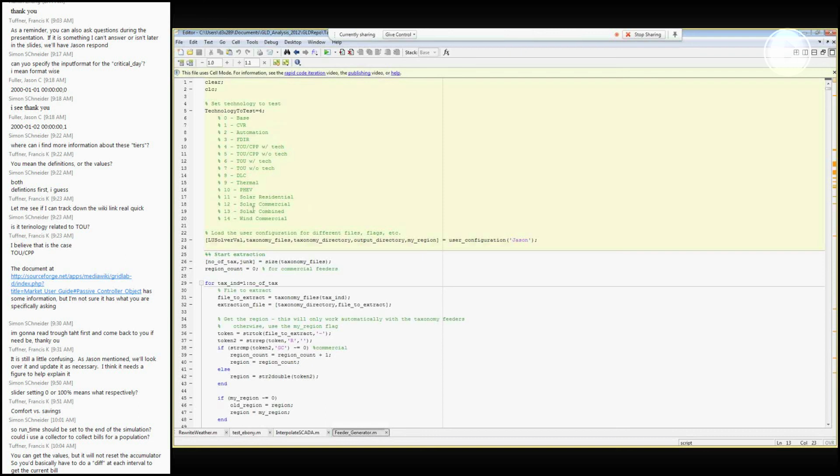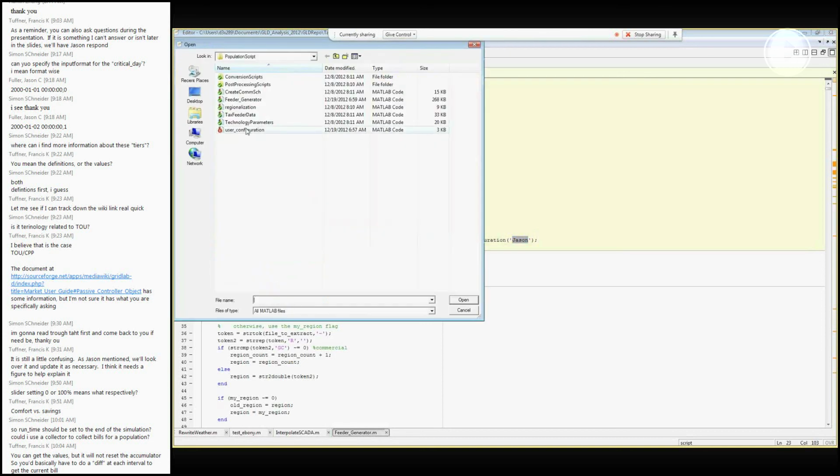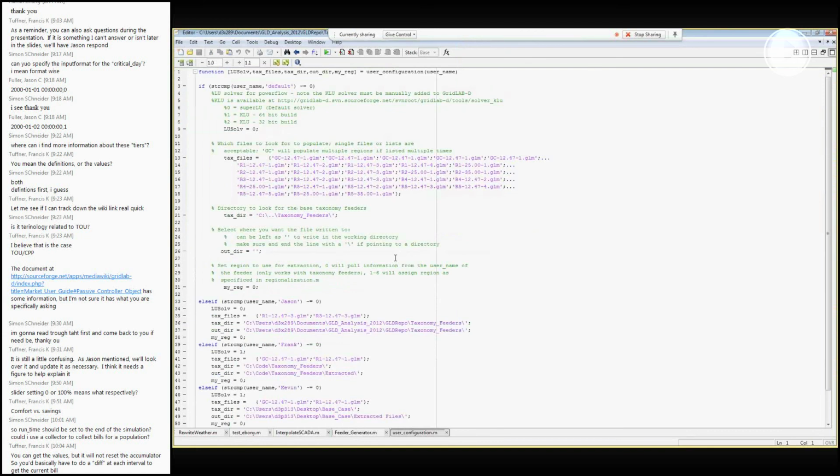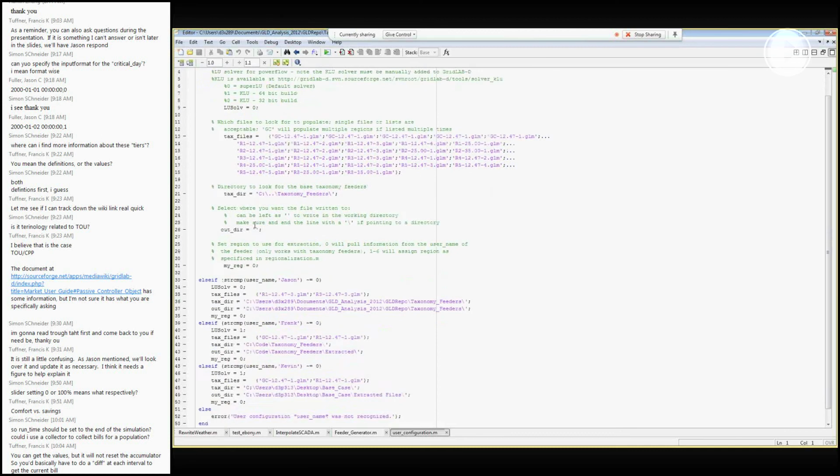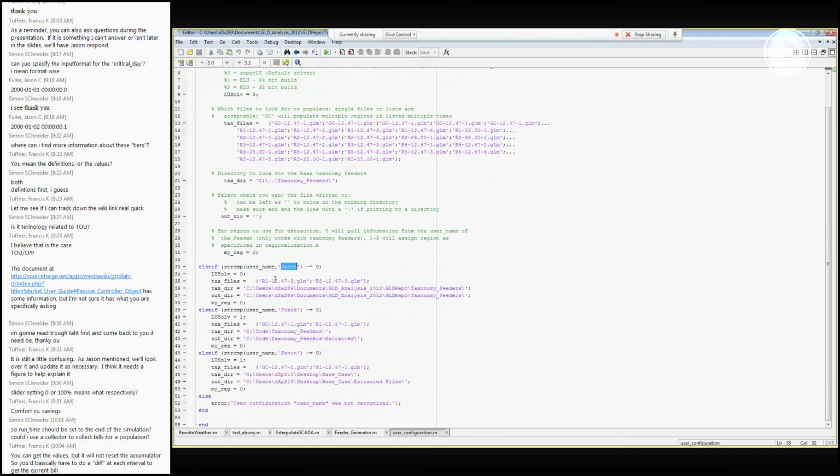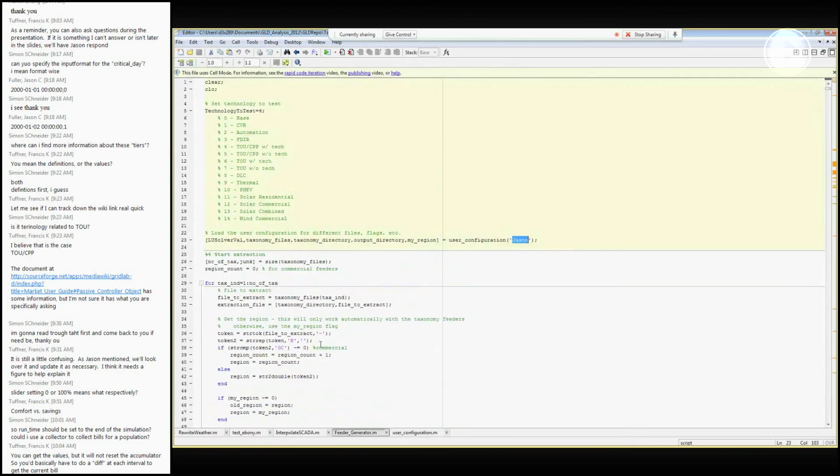But for all these different technologies, effectively all you have to do is change this technology and then make sure that you can find the right configurations. In this case, we've done a bunch of configurations that allow us to look for the right files that we might be looking for, and what directory that's located in. So in my case, I want to look at these two different taxonomy feeders. They're located in this directory. Once you have that set up, you should literally be able to just run this script on a certain technology.